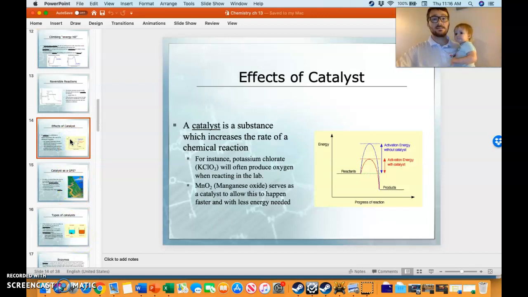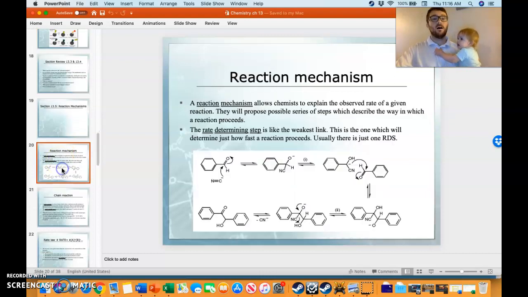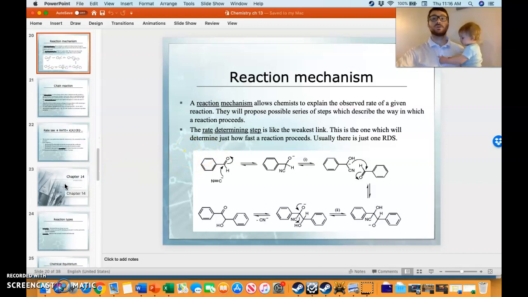Of course, a catalyst increases the rate at which a chemical reaction occurs and lowers the activation energy that is needed for a reaction to happen. Consider this diagram where you have the reactants, and they react with a lower energy requirement with a catalyst. Enzymes are biological catalysts. Inhibitors work in the opposite way. We can, of course, describe how a reaction happens through the reaction mechanism. The rate-determining step is the slowest step, which sets the rate at which the reaction occurs.